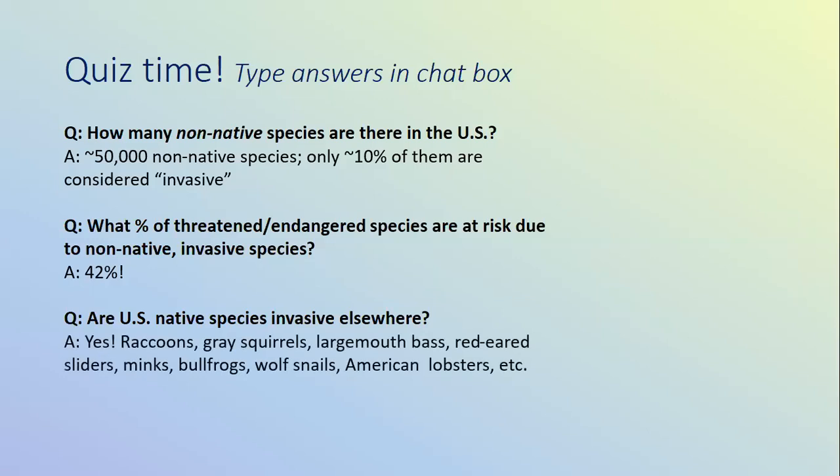Yeah, good job. So yes, there are tons of them. We're not the only ones having these issues, of course. We live in a global society these days, and there's global commerce, so of course they get spread throughout. There's just a little list right there of some of them. I don't even think I have any plants on there. But yes, absolutely, the United States has native species that are invasive elsewhere. So it's not just us.